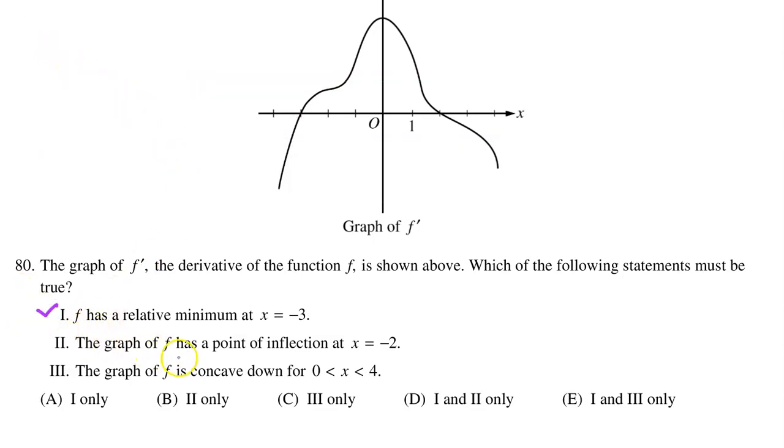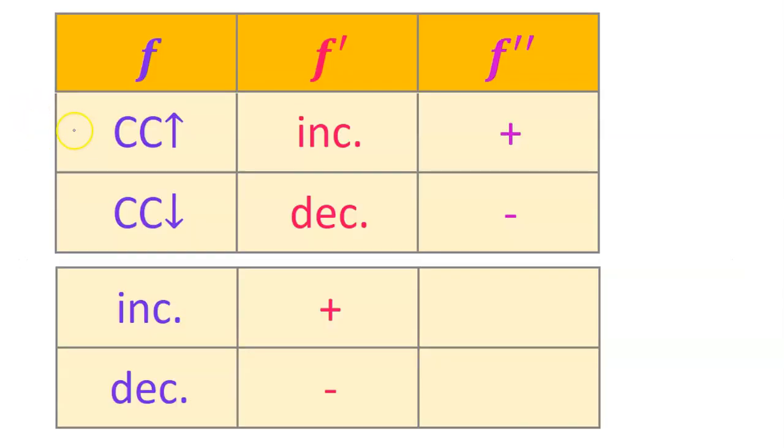Statement 2. The graph of f has a point of inflection at x equals -2. I think they are trying to fake us out on this one, because if you look at x equals -2, we see a beautiful point of inflection right here. However, this point of inflection is on the graph of f prime, not the graph of f. If the graph of f has a point of inflection, it means that f changes concavity. It either changes from concave up to concave down or vice versa.